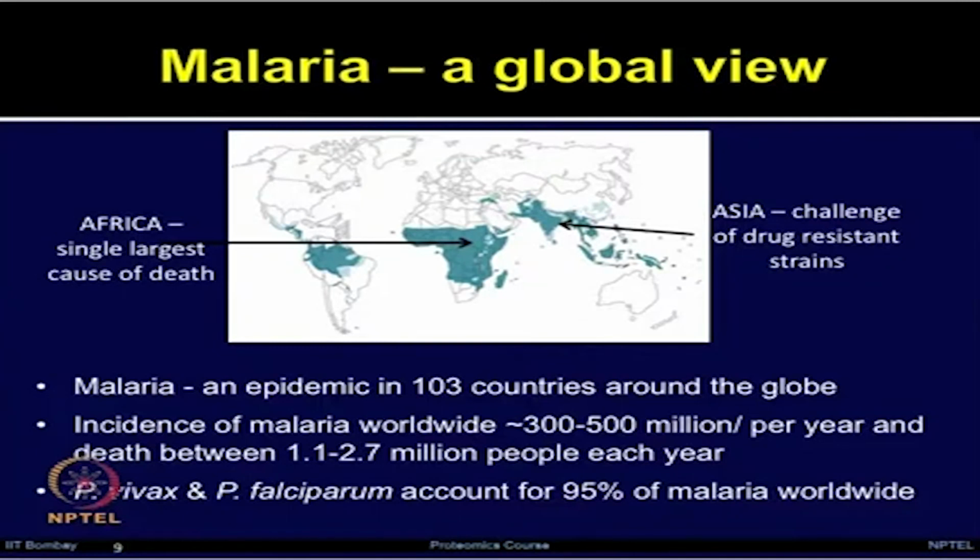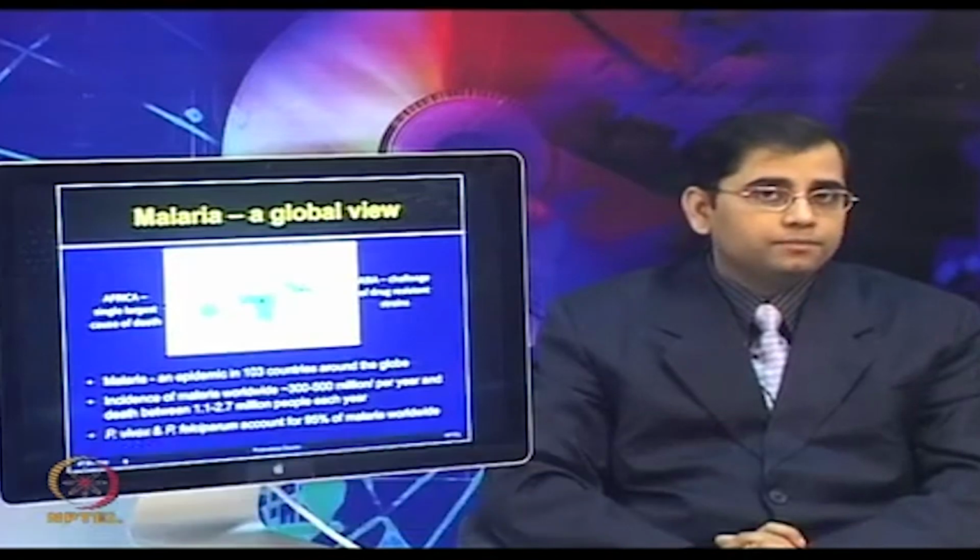But not only in Asia and Africa, malaria is an epidemic in 103 countries around the globe. The incidence of this disease is more than 300 million per year, and deaths are almost between 1 to 2.7 million. So, these stats give us an indication of how severe this problem is. And among various species of malaria, Plasmodium vivax and Plasmodium falciparum are accountable for over 90% of malarial cases worldwide.